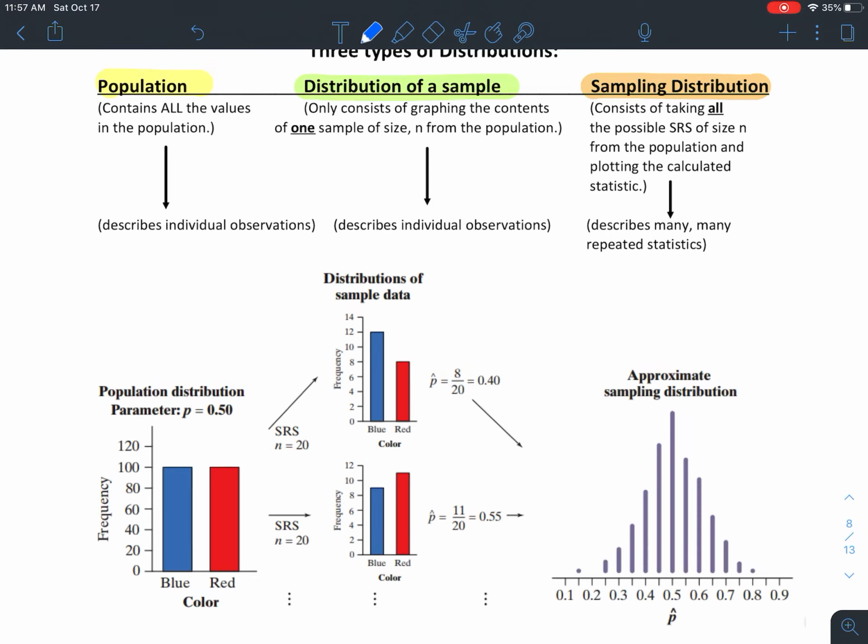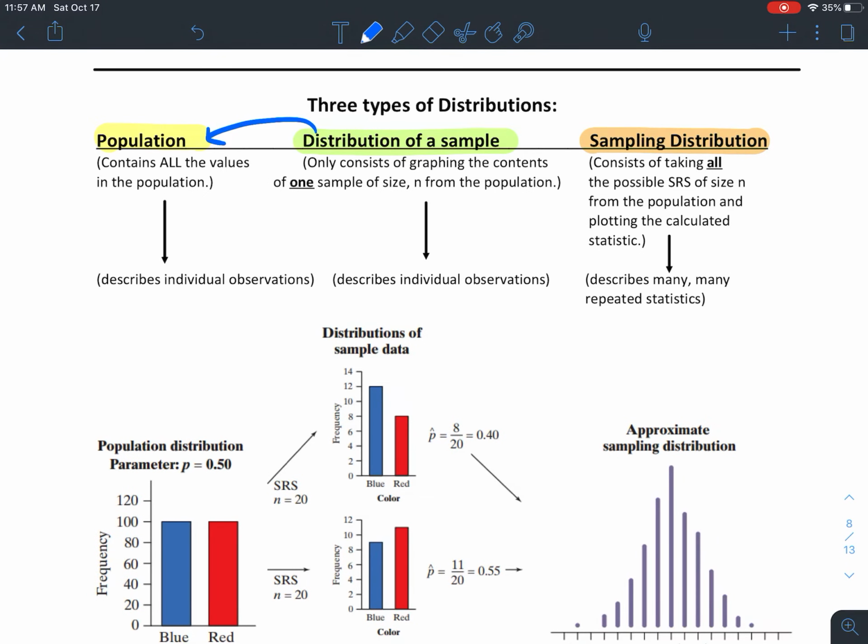When you move to a distribution of a sample, which is also called just a sample distribution, not a sampling distribution, that is when you are actually coming over to your population and you are simply going to take out one sample. You're only drawing out one sample. So this consists of you graphing the contents of that one sample of whatever your sample size is from the population. Again, a sample distribution or a distribution of a sample is just describing the individual observations.